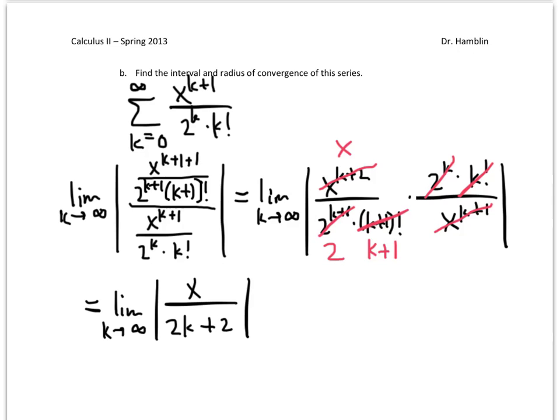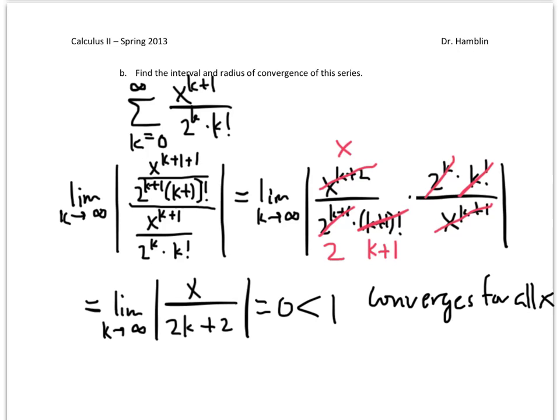Absolute value. Now what happens as k goes to infinity? Well, x isn't going anywhere. X is just whatever number we decided to plug into this power series to see if it converged or not. But k is going to infinity. So no matter how big or small x is, this 2k plus 2 on the bottom is going to get bigger and bigger and bigger. And so this fraction is going to go to 0. It doesn't matter what x is. Now we were using the ratio test, so what's important about that number 0 is that it's less than 1. And since 0 is less than 1, that means this series converges for all x.